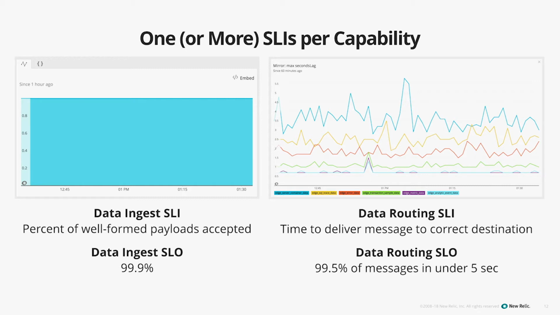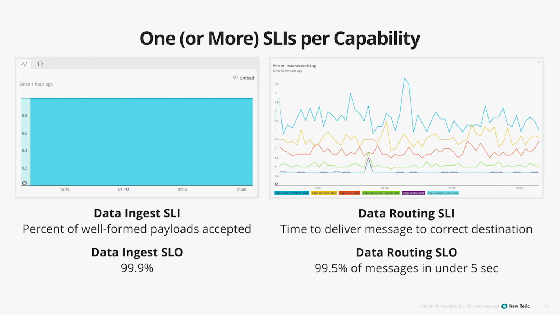Now for our data ingest capability, we want to be able to say something like X% of well-formed payloads are accepted. So here we may want to monitor the percent of incoming messages that return a 200 response. Since the ingest tier is a set of asynchronous non-transactional services, we don't really need to worry much about the response time. For data routing, however, we do want to be able to say that Y% of incoming messages are available in the correct queue for consuming systems to read within some Z seconds.